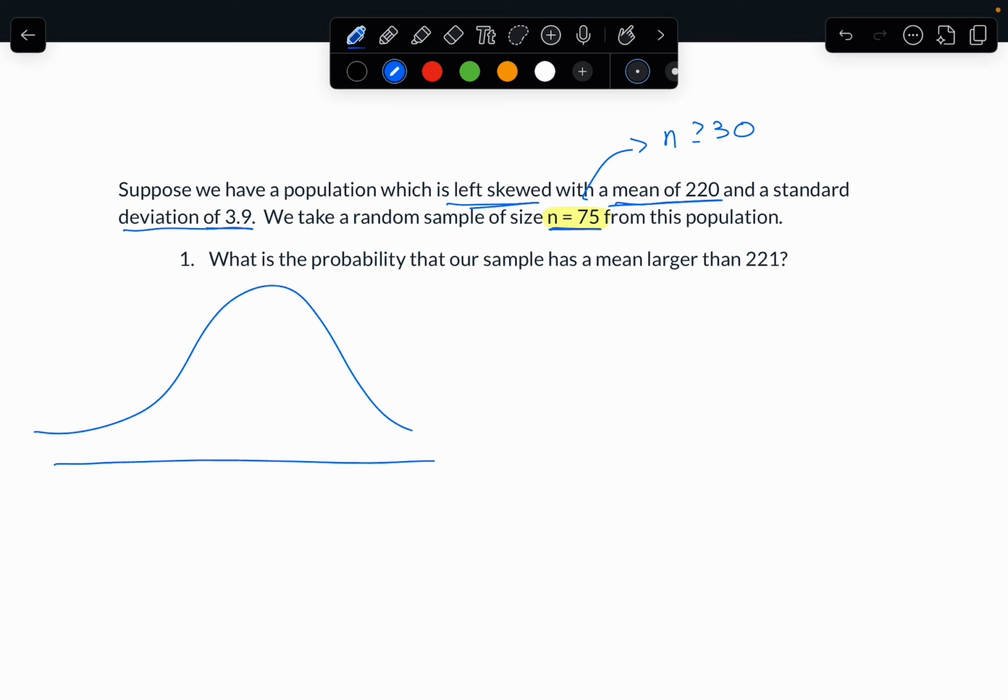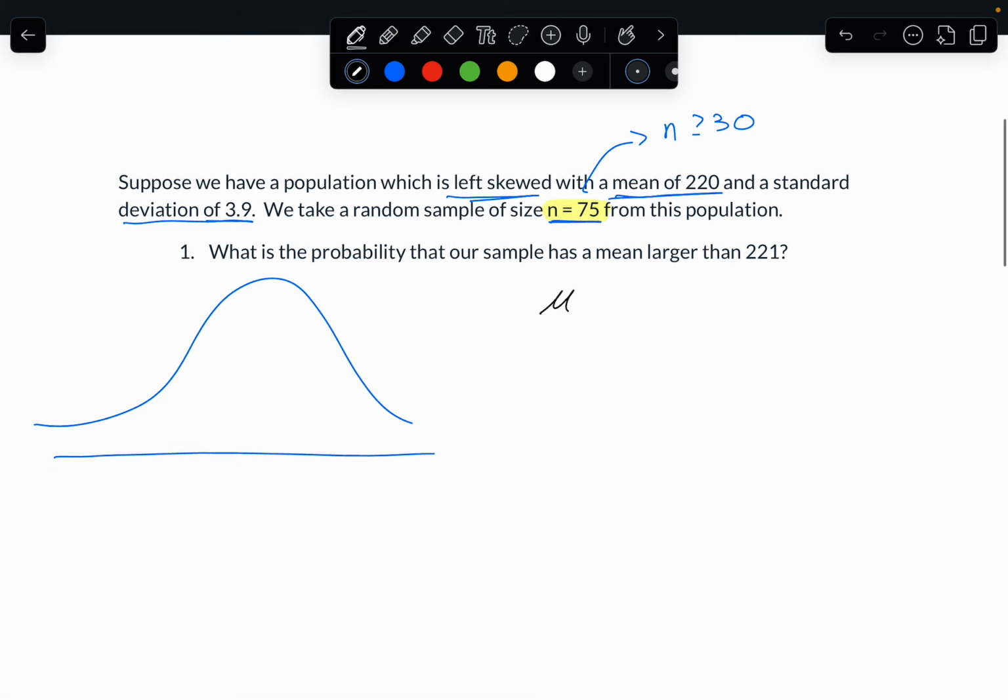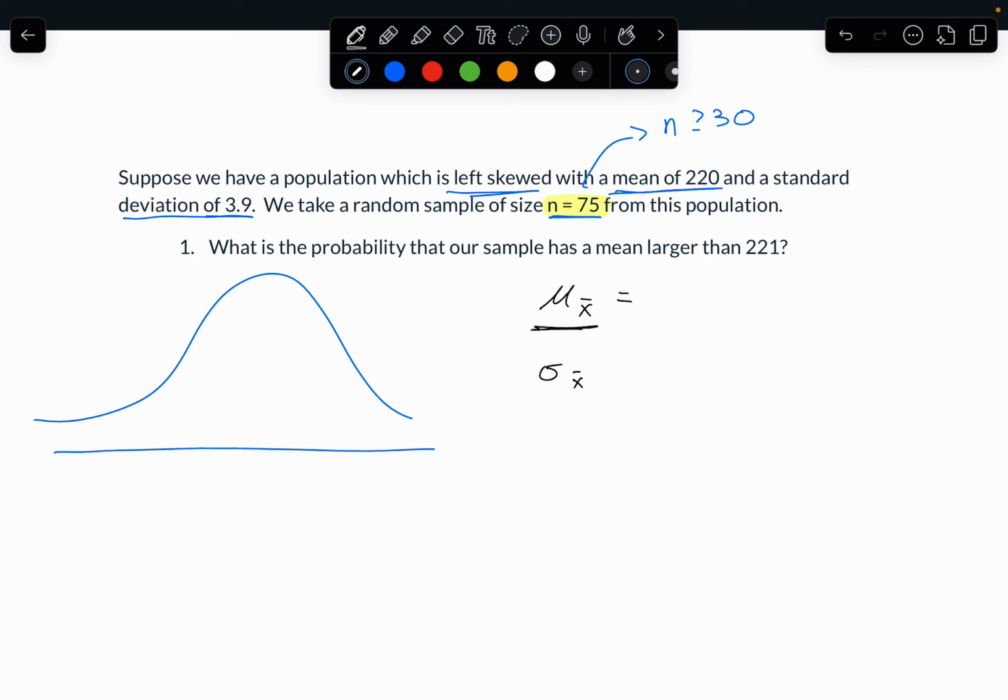So if we're going to approach this problem, we should probably find the mean of the sampling distribution and the standard deviation of the sampling distribution. So what's nice is the mean of the sampling distribution is the same as the population mean. So it's going to be the same as the population mean, which in this case is 220. So my mean in this case is 220.